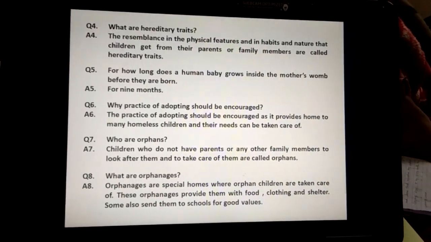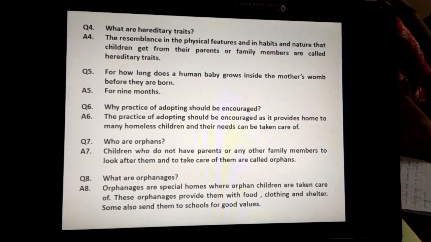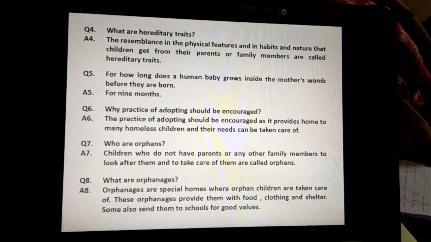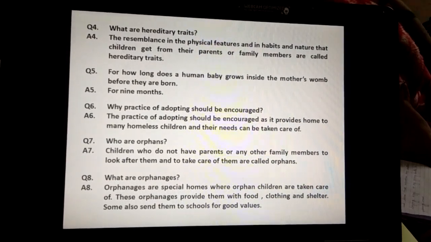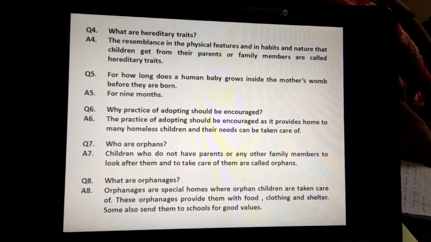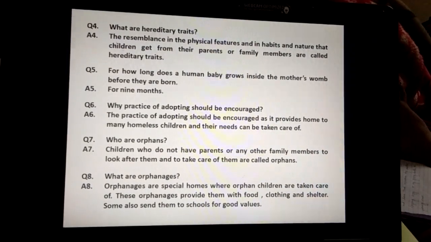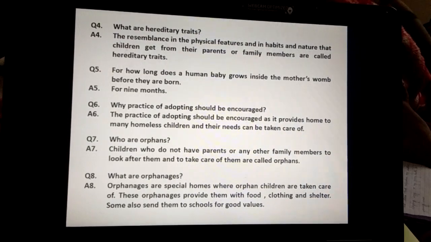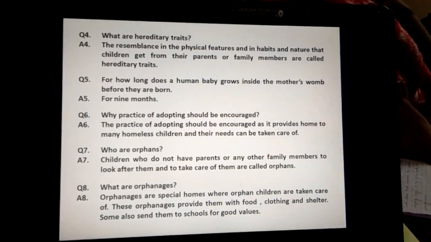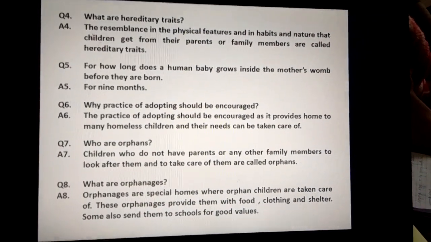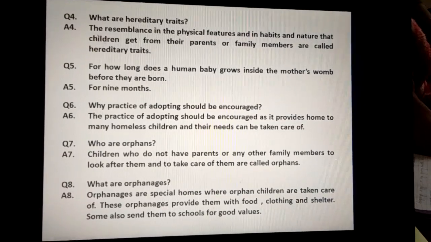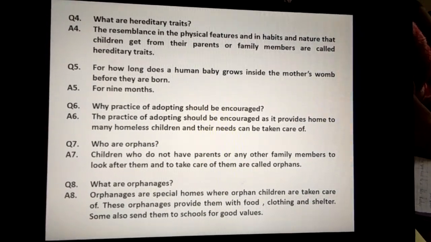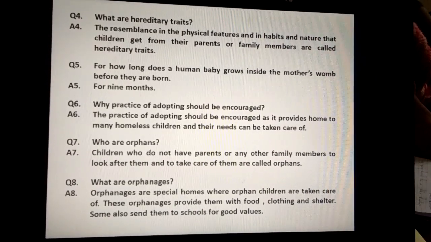Question 4. What are hereditary traits? The resemblance in the physical features, habits and nature that children get from their parents or family members are called hereditary traits. Question 5. For how long does the human baby grow inside the mother's womb before it is born? For 9 months.